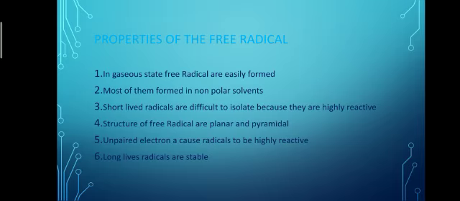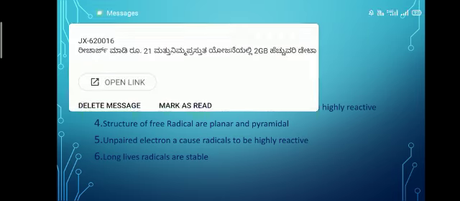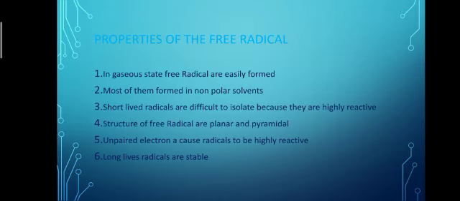The structure of free radicals is planar or pyramidal. When planar, they have sp2 hybridization. When pyramidal, they have sp3 hybridization. The unpaired electron causes radicals to be highly reactive. Short-lived radicals are easily formed.